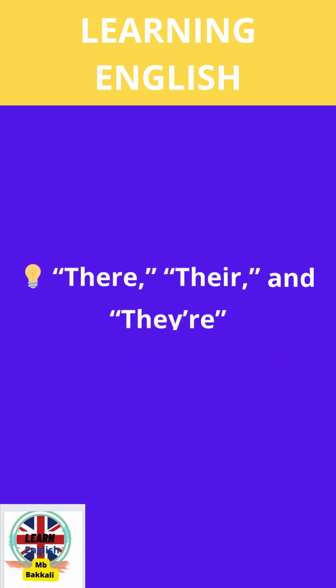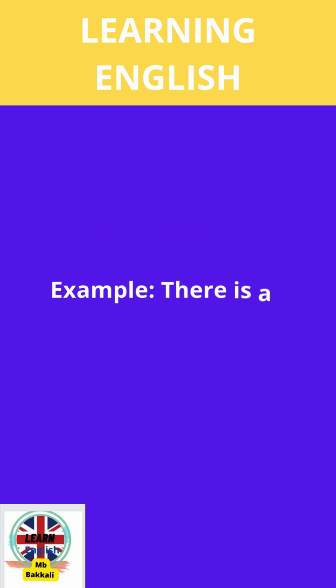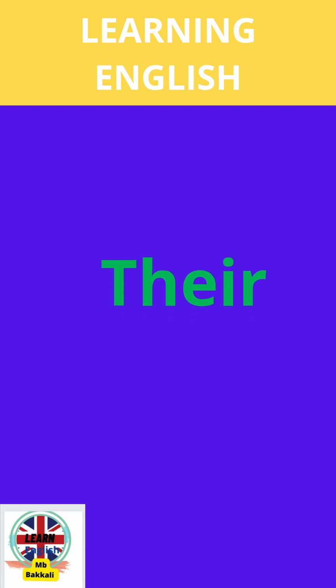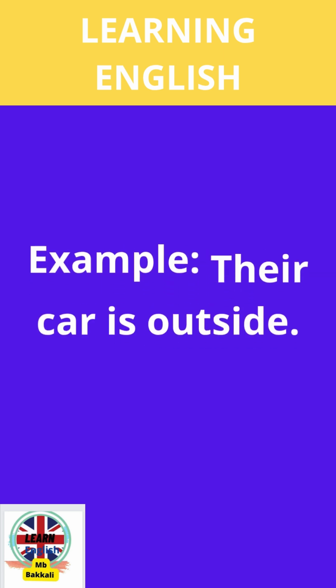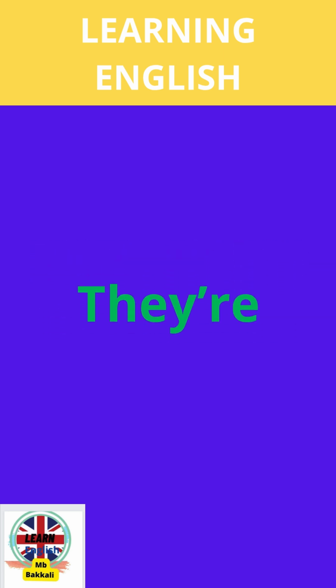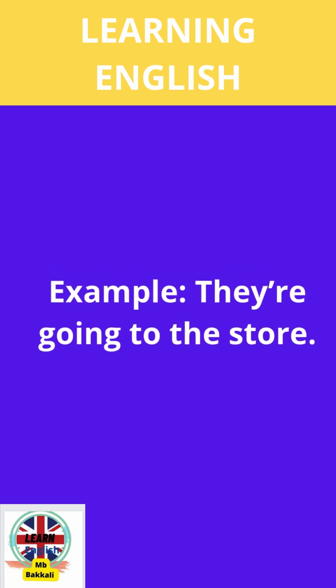Next up, one of the most confusing sets of words in English: there, their, and they're. They sound exactly the same, but they're used very differently. There refers to a place or is used to introduce a sentence. Example: there is a book on the table. Their is possessive. It means something belongs to them. Example: their car is outside. They're is a contraction of they are. Example: they're going to the store.